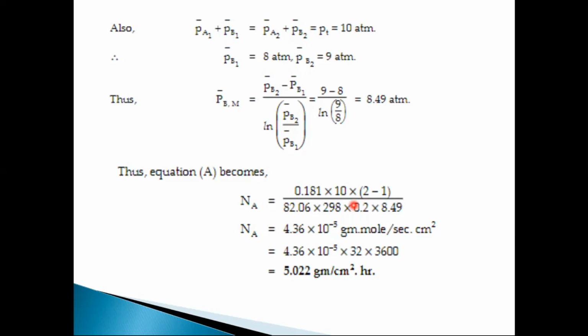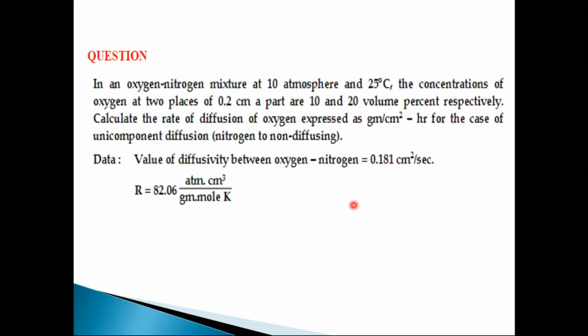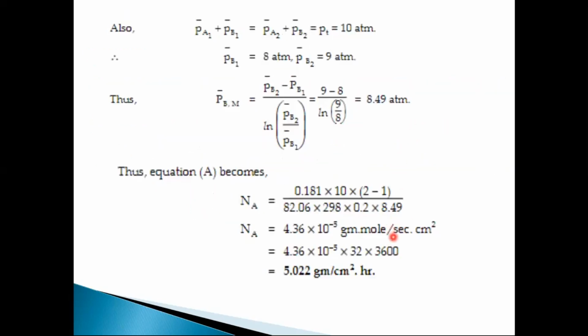But in the question, see here, you have to calculate in terms of gram per centimeter square hour. So convert this value into per hour. So 4.36 into 10 raised to minus 5 into 32 into 3600. Finally, you will get the answer, that is NA, the molar flux for oxygen, is equal to 5.022 gram per centimeter square hour. So this is the answer for this question: the molar flux of component A, the molar flux of oxygen, is equal to 5.022 gram per centimeter square hour.